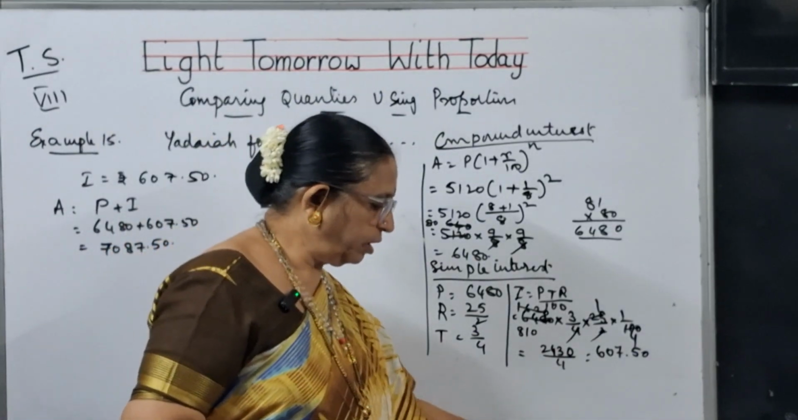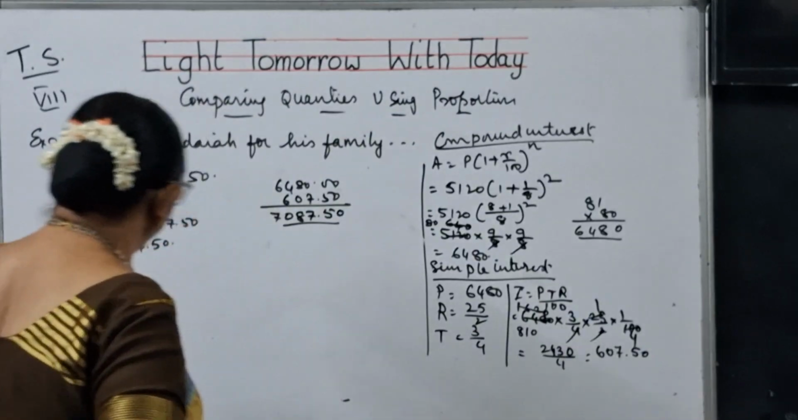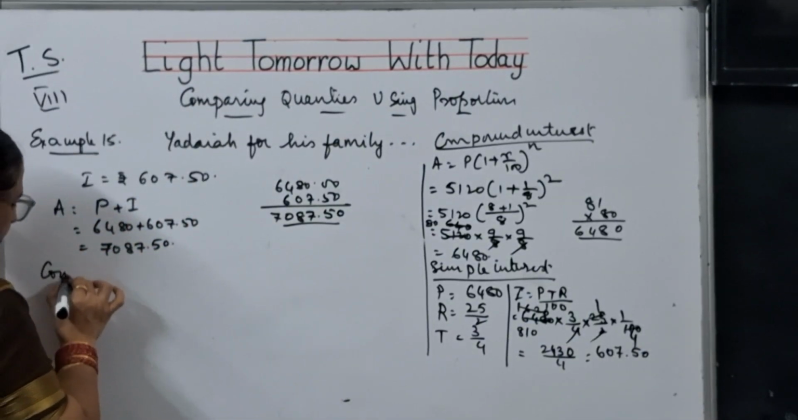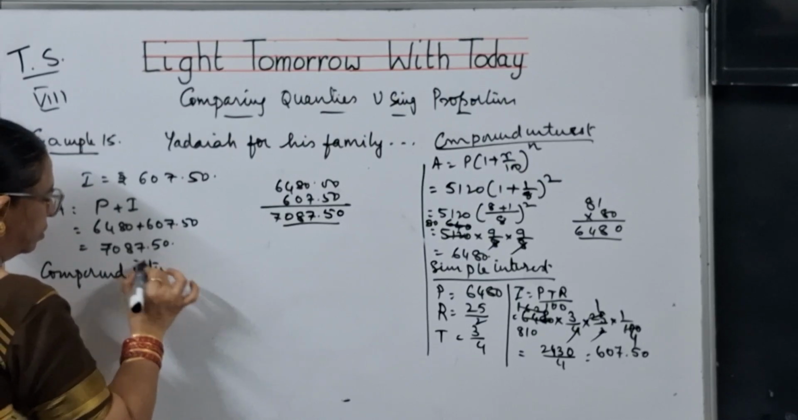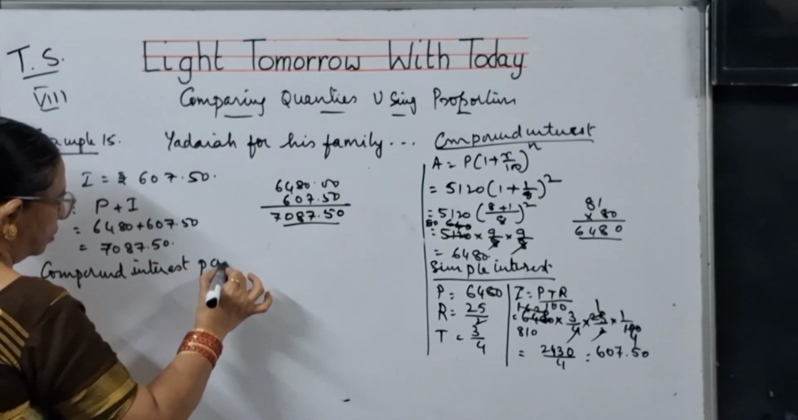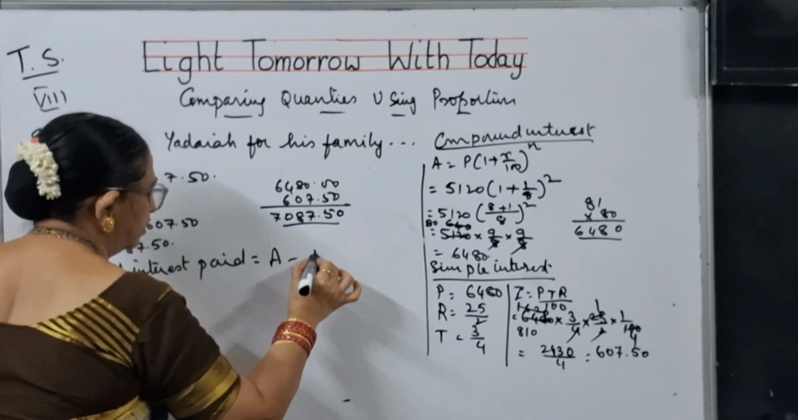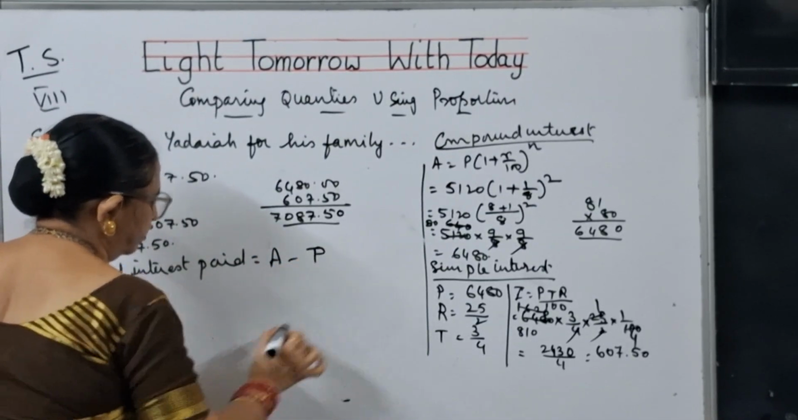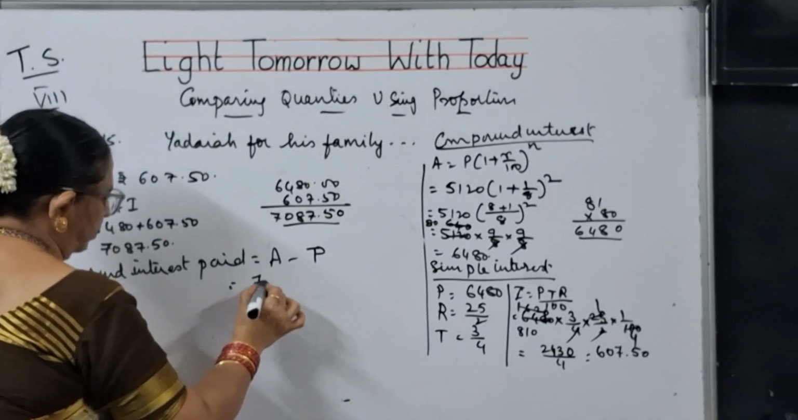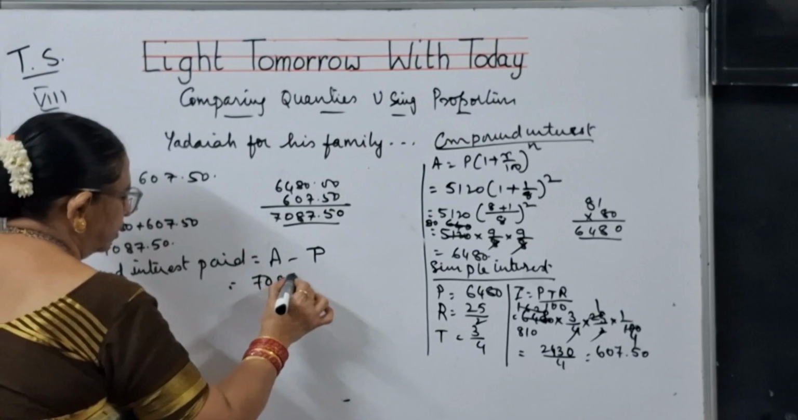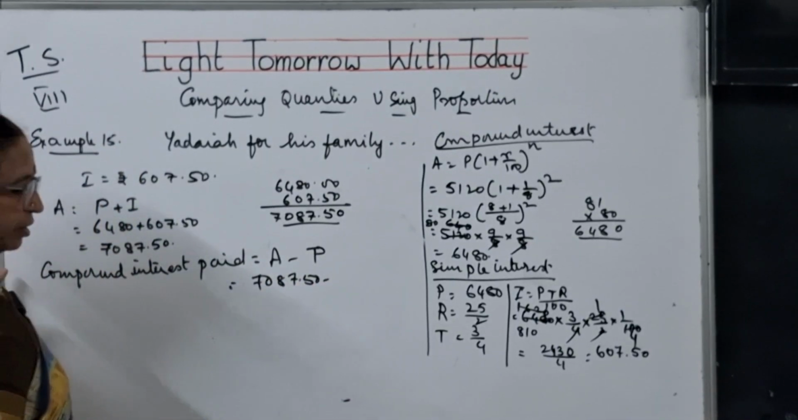What is the question, children? What is the total interest that he has to pay or he has paid? So what is the compound interest paid? It is nothing but amount minus principal. So what is the amount that you have got? This is the amount, 7087.50, minus what is the principal in the problem?